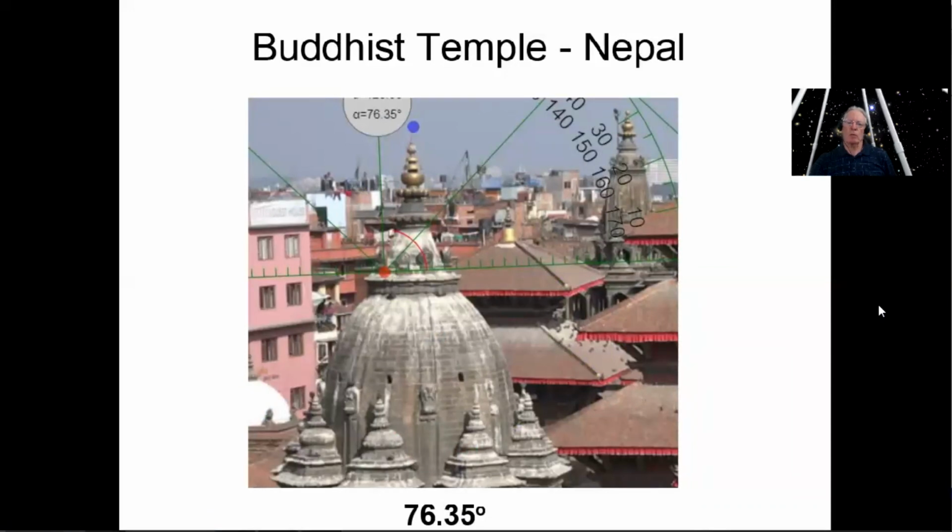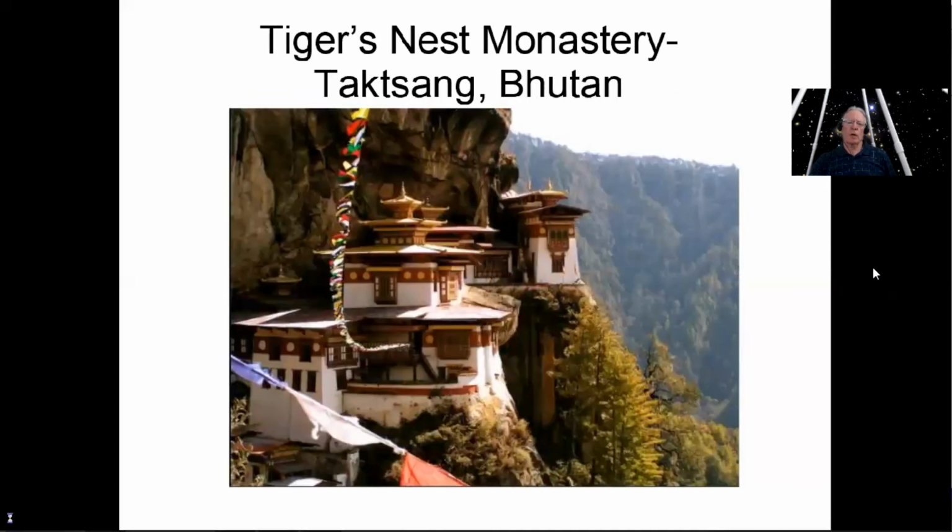It's sometimes hard to find the geometry in some of the Buddhist temples, but if you look at the very top, you're going to find these in many of the temples in Nepal, Tibet, and northern India, and you're going to see that that geometry is 76.35.